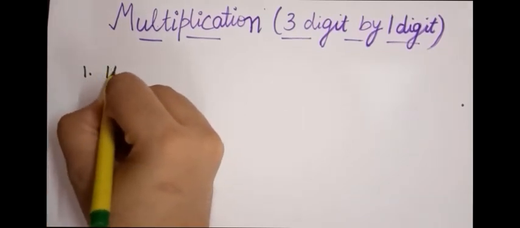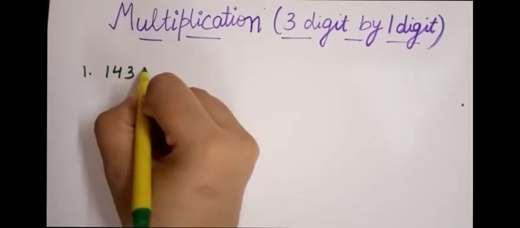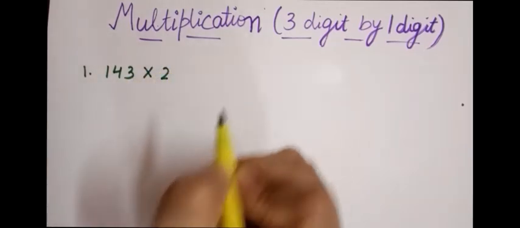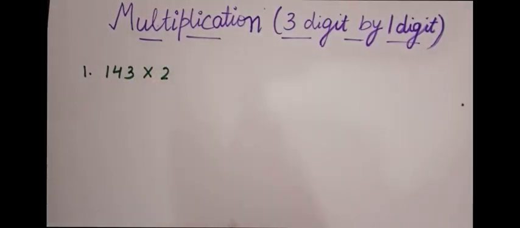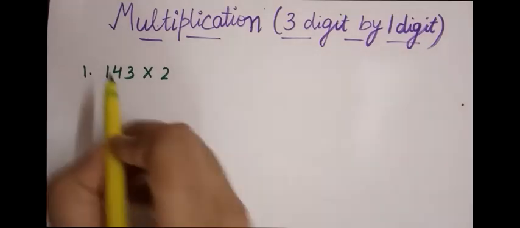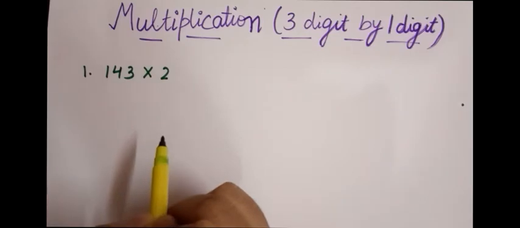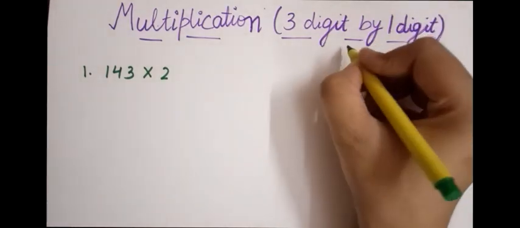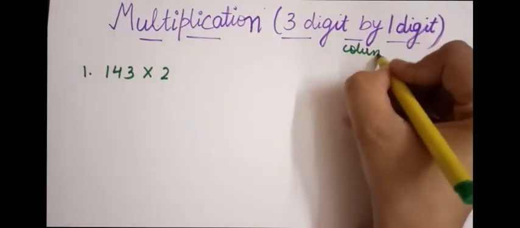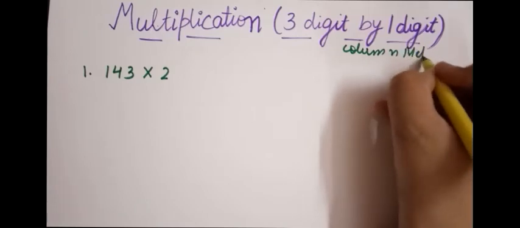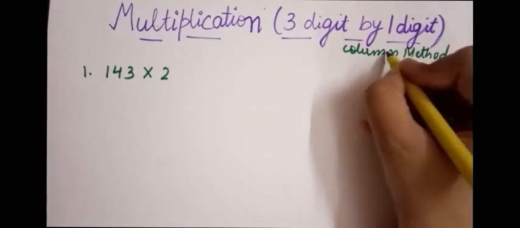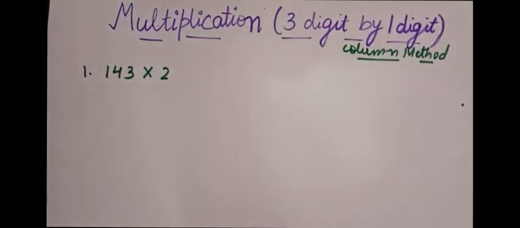For example, let us consider the number 143 multiplied by 2. So 143 multiplied by 2. Here this is a 3-digit number and this is a 1-digit number. So let's see how we can multiply, and in this also we'll be using the column method. Column method means we'll be arranging the digits in columns and then we'll multiply.